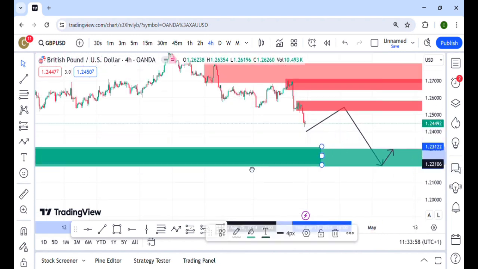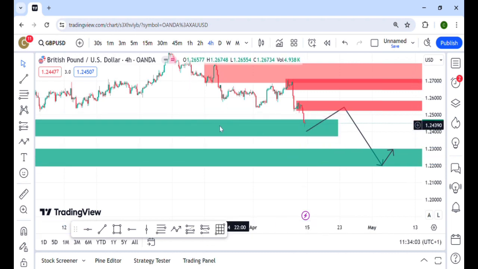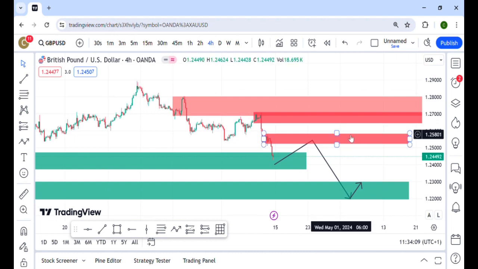So this our weekly forecast is literally just a guide for each and every one that is trading, a guide for you to see what is probably going to happen during the week.